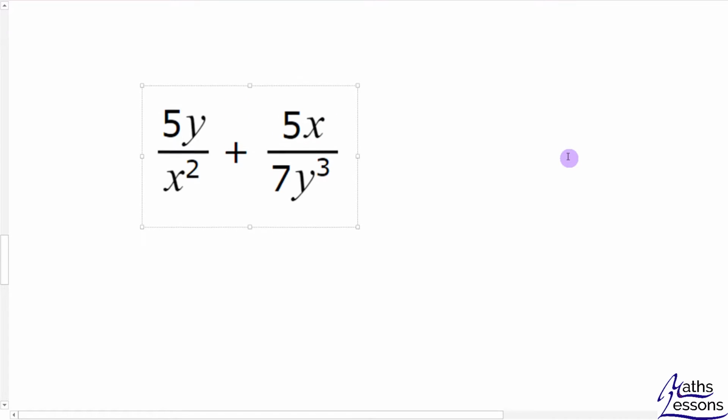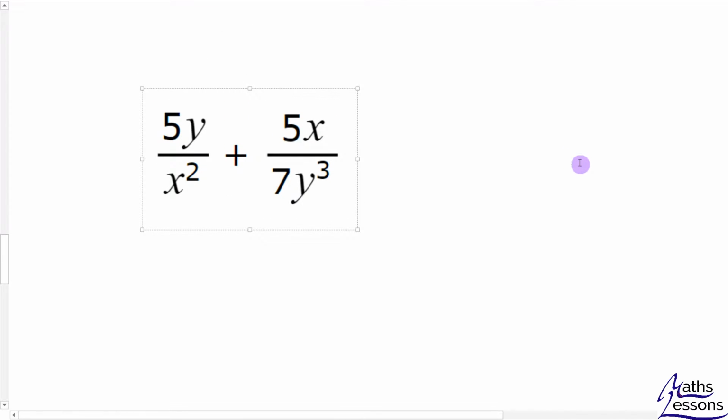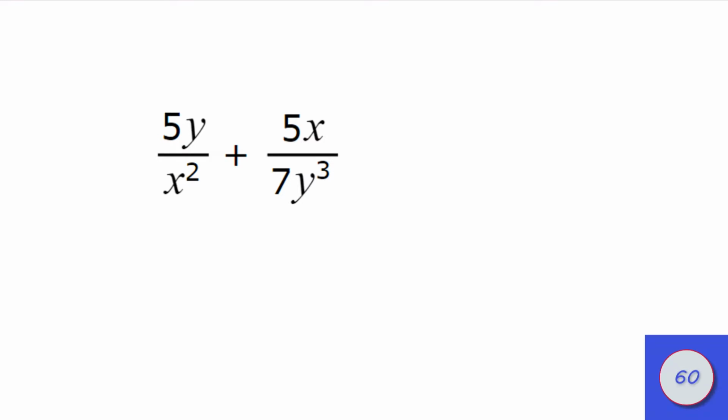Okay, so we're going to try and add these two fractions. Remember what you're going to do with fractions? You need to get a common denominator. I'm going to give you 60 seconds because it's going to take a little bit longer to do this. Get a common denominator, then add them.